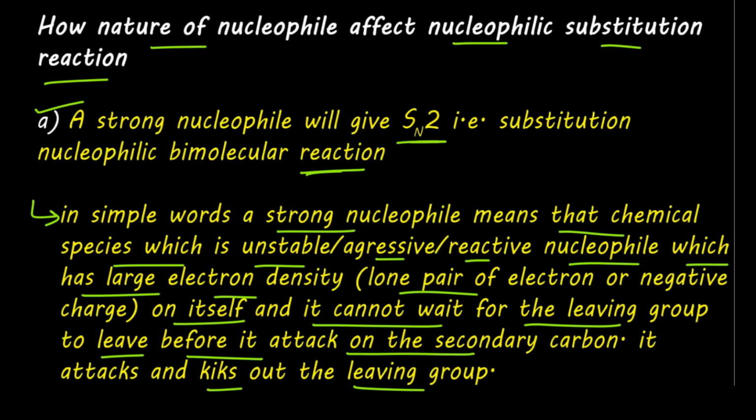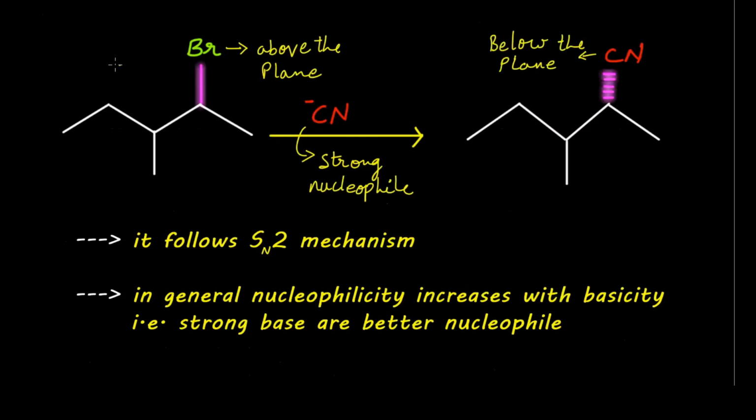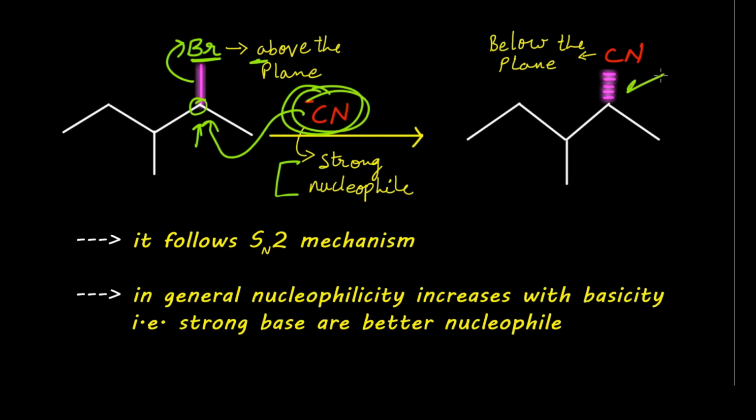Right? Let me explain it a bit more. Let's take a look at this example. Now this is our secondary carbon. Now this secondary carbon is attacked by strong nucleophile CN-. Since this is a strong nucleophile, it will attack as soon as it gets the opportunity to attack, and it will kick out the leaving group. Since the bromine present here is above the plane, the CN- will attack from below the plane, and that's why in the product it is below the plane. Above there will be hydrogen. So that's how the attack took place.